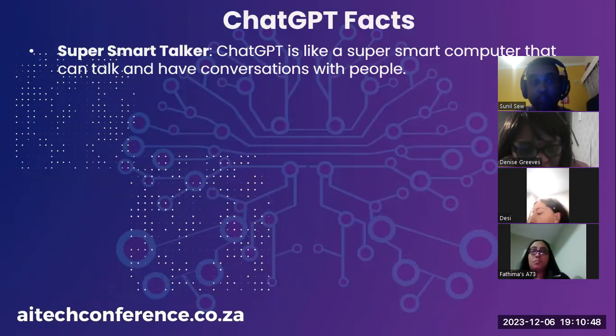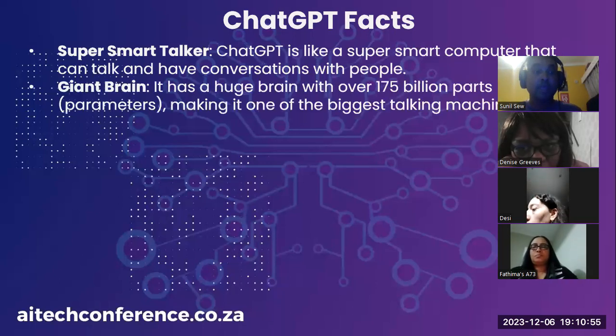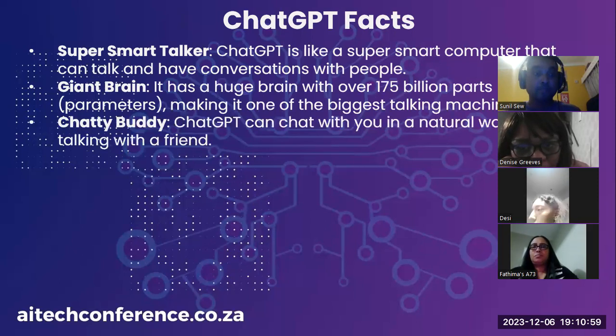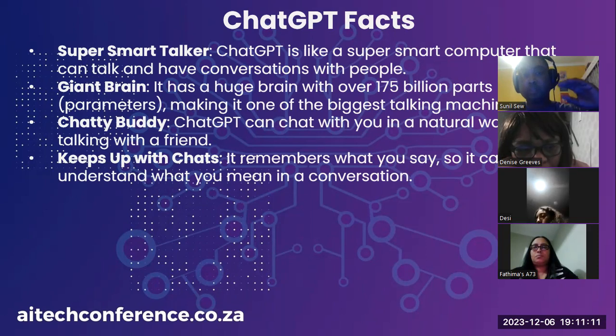Some facts about ChatGPT: it's a super smart talker. It remembers how to talk to you, and it's very, very intelligent. It's a giant brain. It has a lot of information, just that the information is not current. It's a chatty buddy. It can chat to you in a natural tone. It keeps up with chats. It remembers what you said in that chat, but it can't exchange information between chats or threads.